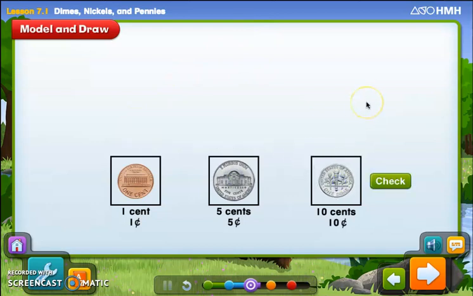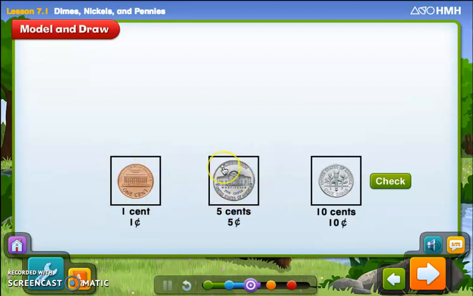Now, before we check our answers, I just wanted to go back to something that she said. The lady on the video said that if you take 5 pennies, that's the same as 1 nickel. And this is something that we're going to be learning about a little bit later as we go on in this chapter. So I don't want to confuse you too much right now. But again, 5 pennies would be the same value as 1 nickel.